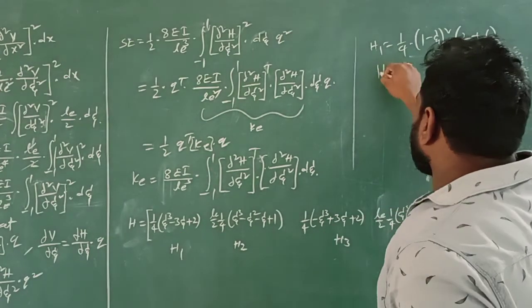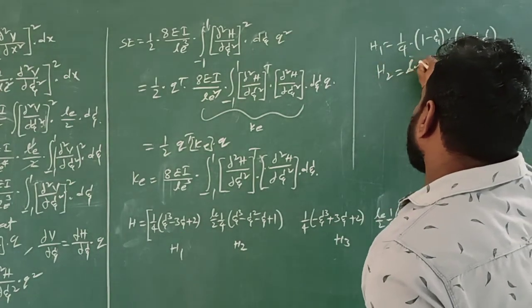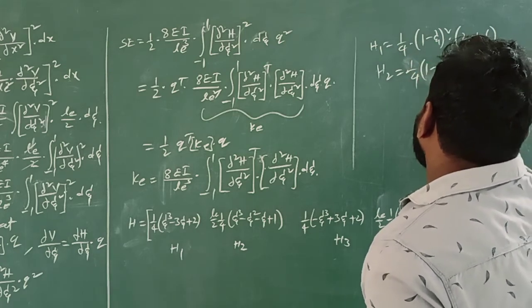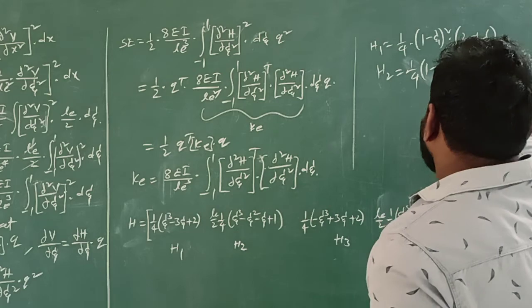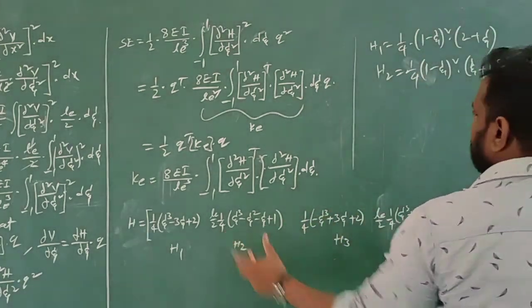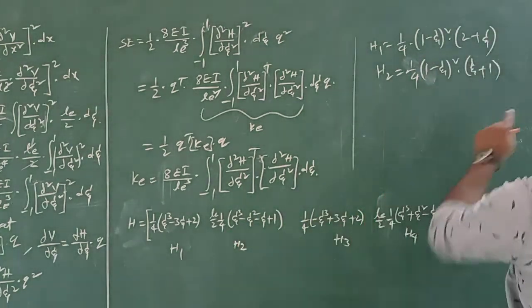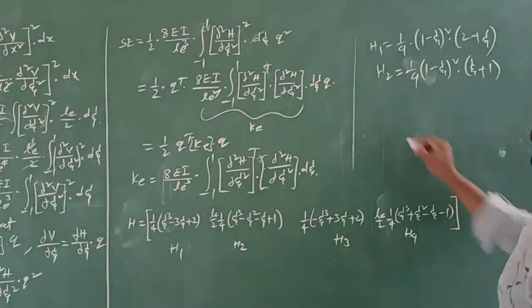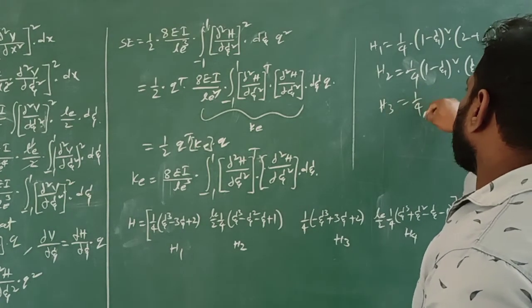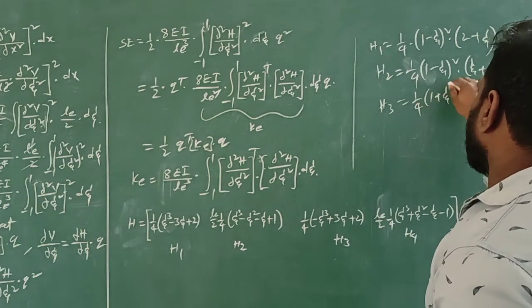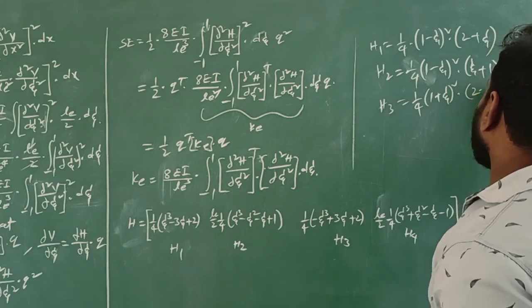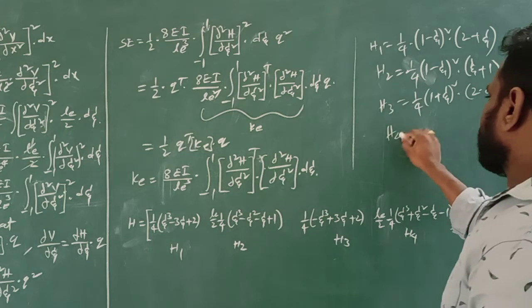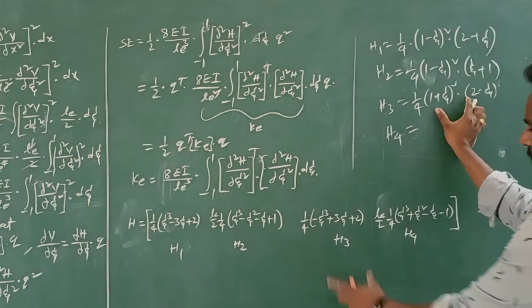Then h2 is 1 by 4 into (1 minus j) whole square into (j plus 1). I am only splitting the equations here. h3 is given as 1 by 4 into (1 plus j) whole square into (2 minus j), that is 2 minus j I think. Like that, h4 is also given.